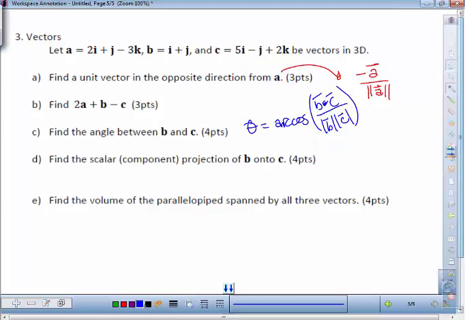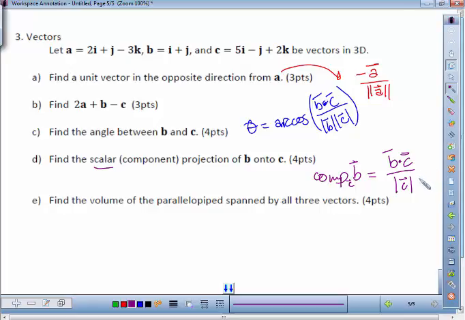Okay, next one, the scalar component projection. So our notation for this is COMP. It's a scalar as opposed to PROJ, which is the vector projection. So scalar projection of B onto C. C is the onto vector. And this is B dot C over the magnitude of C. And so if you want the actual vector projection, you would multiply this by the unit vector going in the C direction. So that's vector C over the magnitude of C. And that will make this a magnitude of C squared.